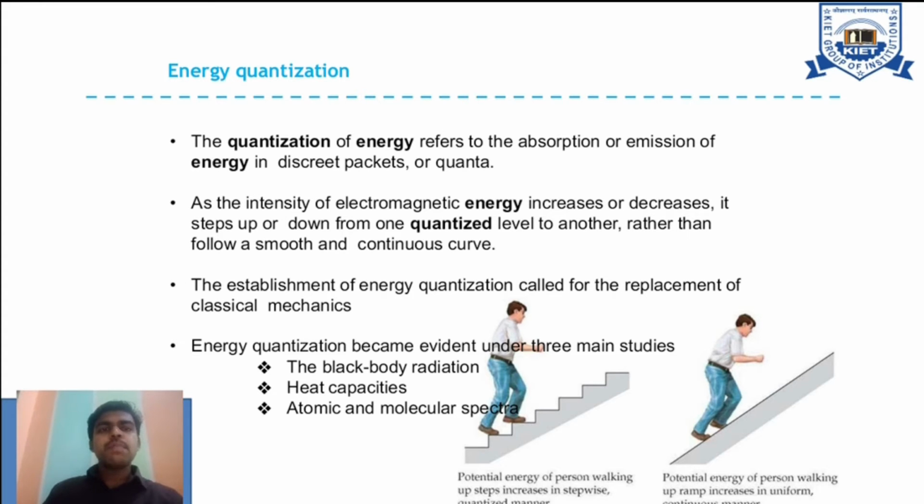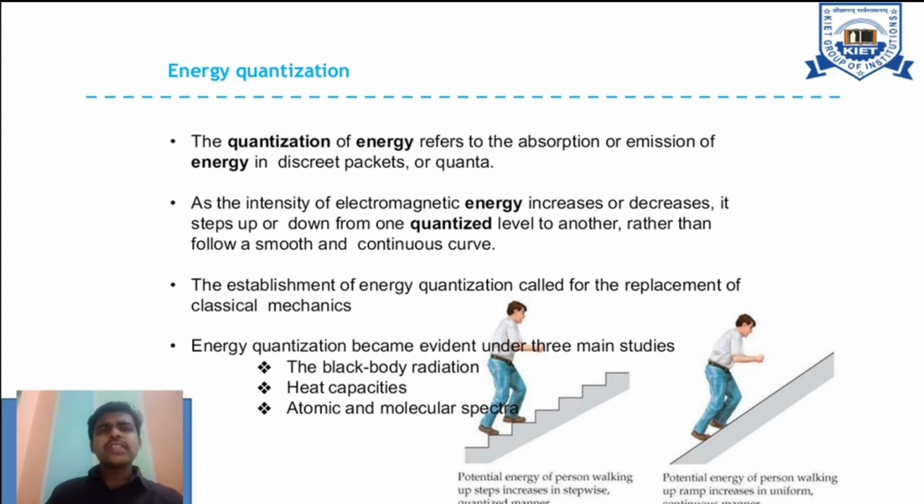So the first key parameter is at which level the energy is delivered, whether it is absorbed or emitted in discrete packets or quanta. The word quantum plays a vital role, because every concept is interlinked. Look at the second line. As the intensity of electromagnetic energy increases or decreases, it steps up or down, but from one level to another level it keeps on varying.